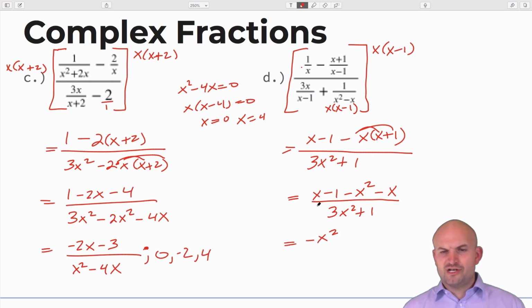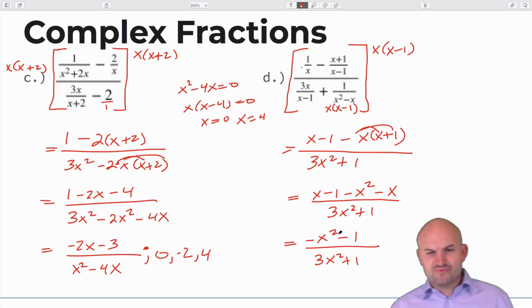Now let's rearrange the terms. That goes to 0, so that's a negative x squared minus 1. Here we have a 3x squared plus 1. There's really nothing else that we can do to simplify this.